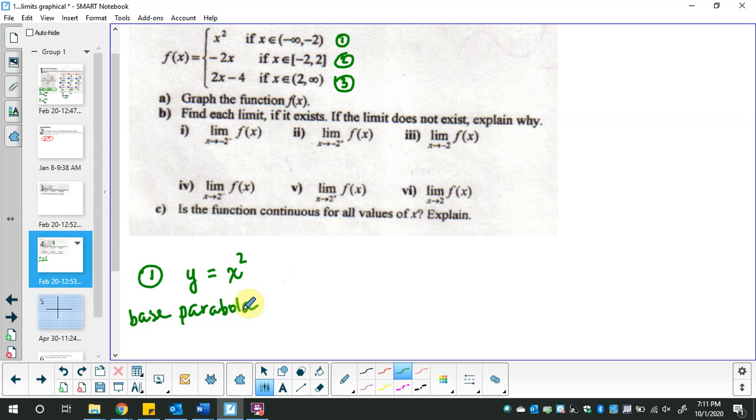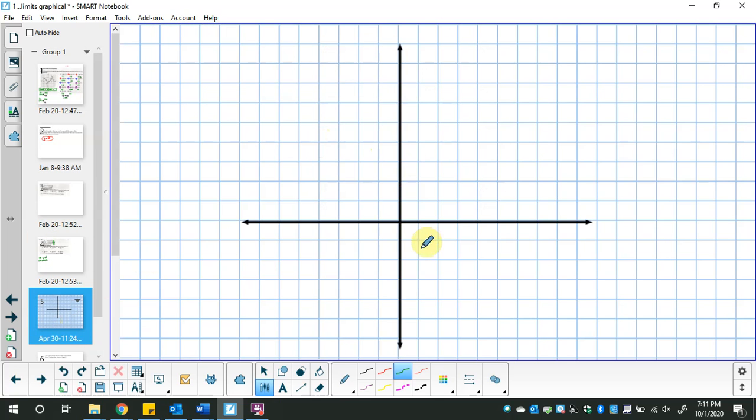So what I'm going to do is pretend that my green pen is a pencil, and I'm going to graph the parabola. I guess that'd be sketch. 3, 1, 2, 3, 4, 5, 6, 7, 8, 9. So I can barely fit that in. And the other side.